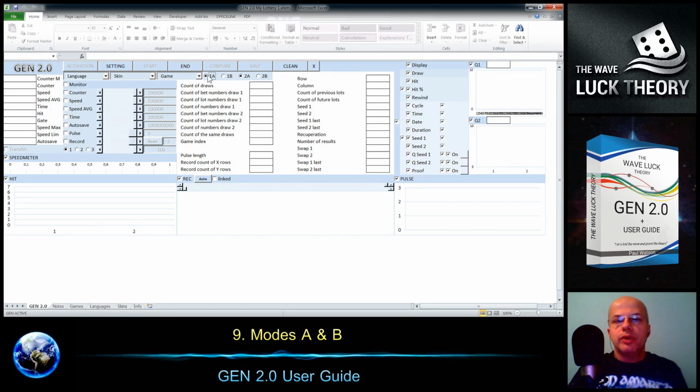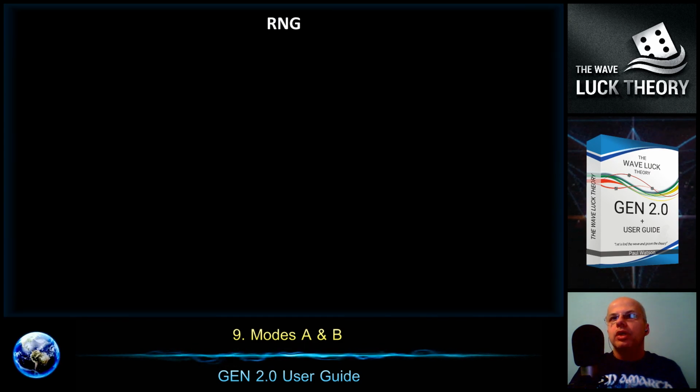If you have the lottery with two drawing machines like Powerball, then you have actually 4 combinations like A and A, or A and B, or B and A, or finally B and B. What I would recommend is to keep the same mode for both draws, like B and B we have here, or A and A.